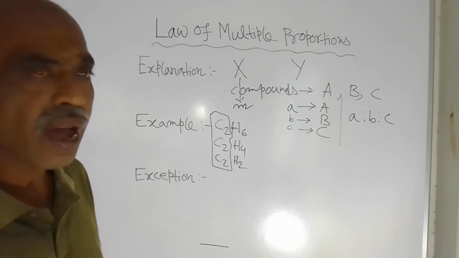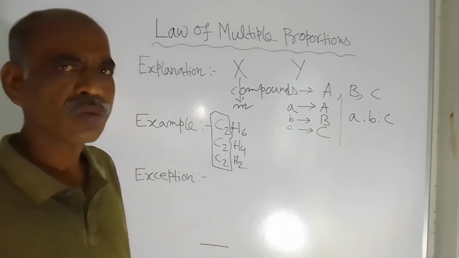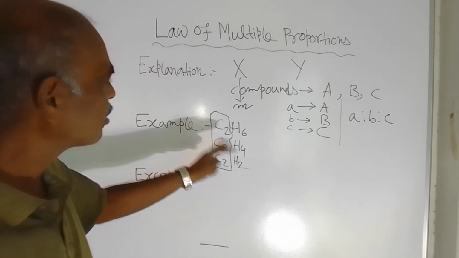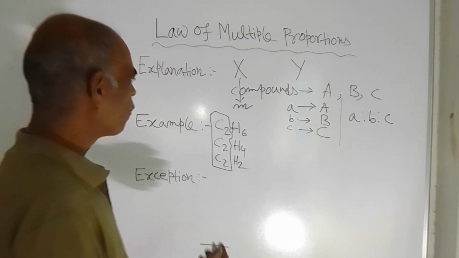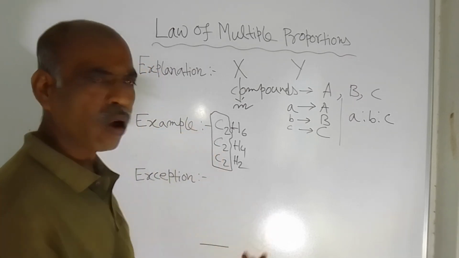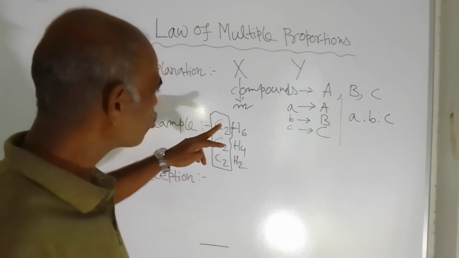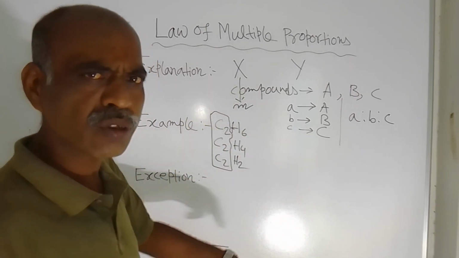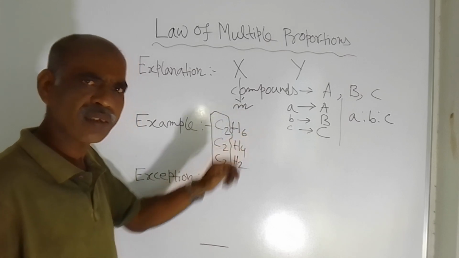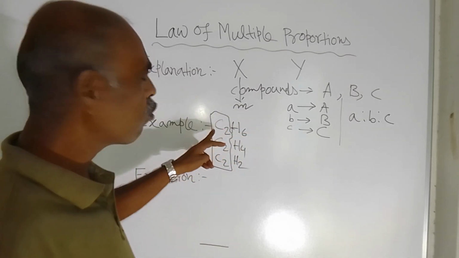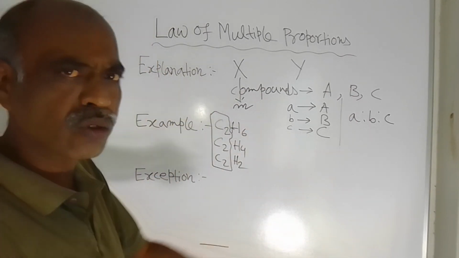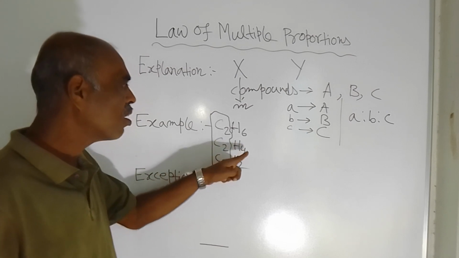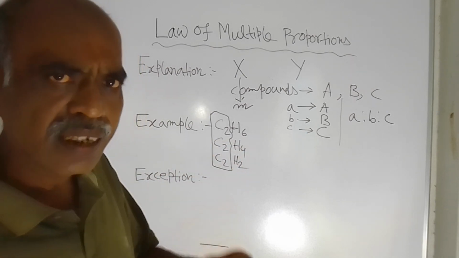So what is the mass ratio of the hydrogen? It is 6:4:2, right? Because in all the formulae C2 is present, and you know that C2 means 24. So 24 parts of carbon reacts with 6 parts of hydrogen to produce what? Ethane. Okay, 24 parts of carbon reacts with 6 parts of hydrogen to produce ethane. Similarly, 24 parts of carbon reacts with 4 parts of hydrogen to produce ethene.